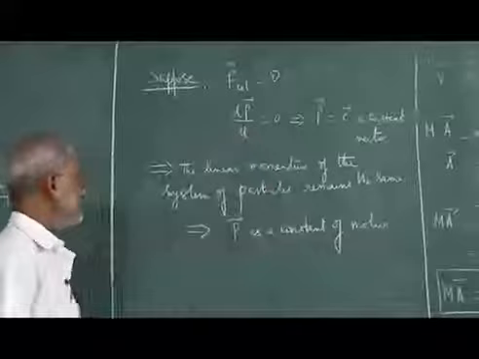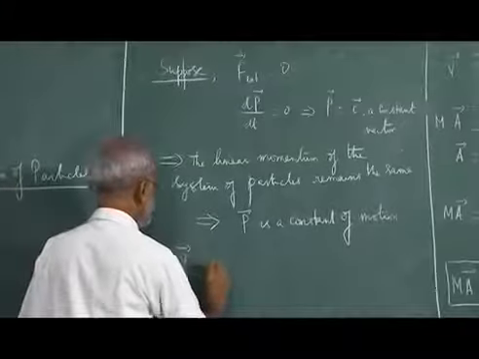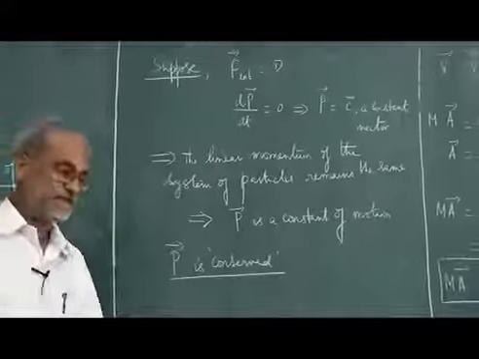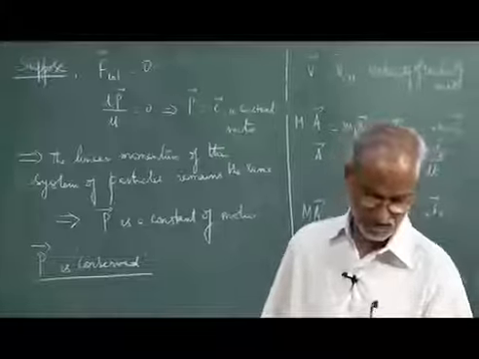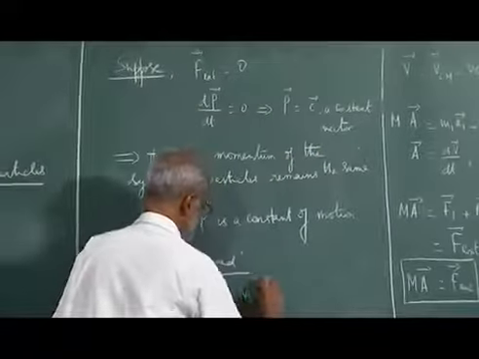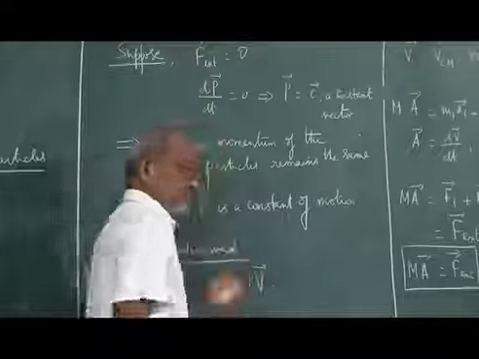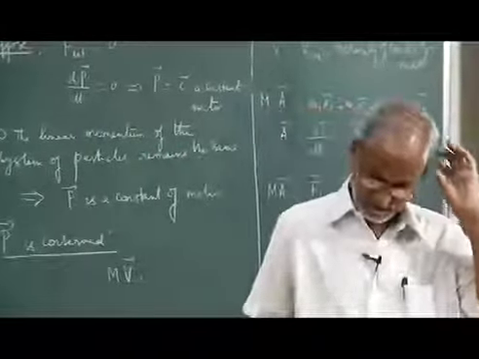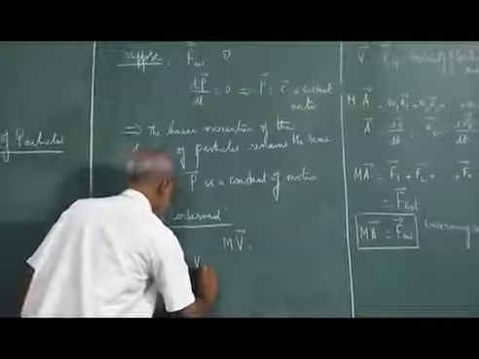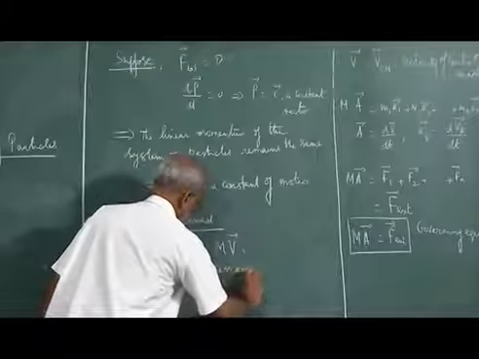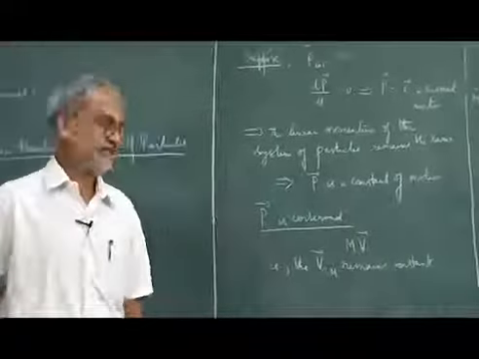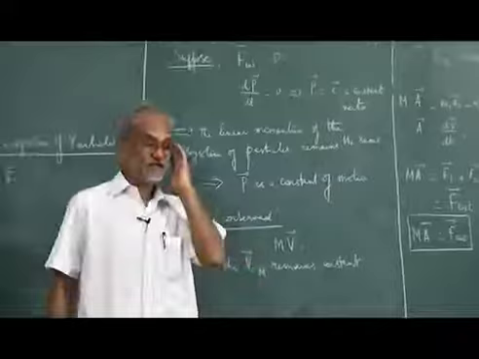In technical language, you say that the capital P is conserved. It is technical language, better you learn this. That means it remains the same. Now, P is the same as mass times V. Therefore, the velocity of center of mass remains constant. That means it is not going to change its direction because it is a vector quantity. This is true only if there are no external forces acting on the system.